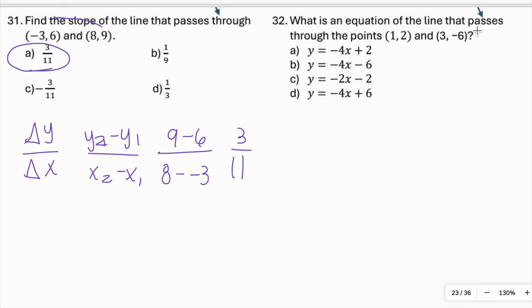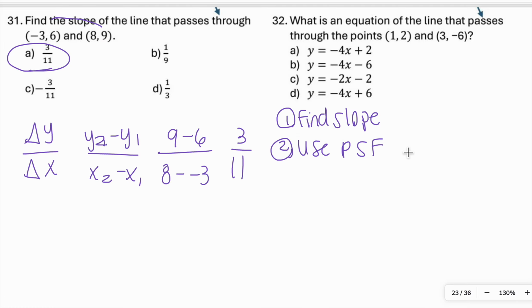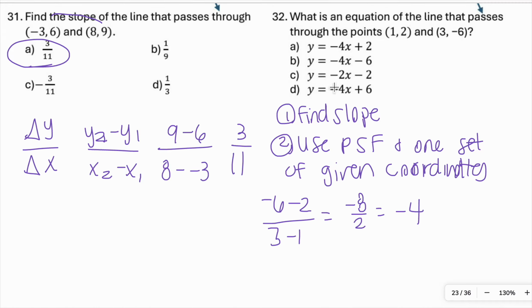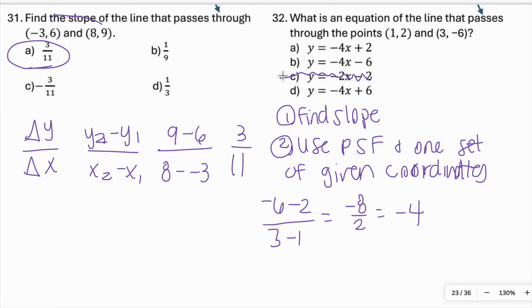What is an equation of the line that passes through the points 1, 2, and 3, -6? This is when we have a few steps here. So we would find slope first, and then step 2, use point-slope form and one set of given coordinates. Okay, so my slope I'm going to say is -6 minus 2 over 3 minus 1, or -8 over 2, which is equal to -4. So my slope is -4, which means it cannot be letter C.